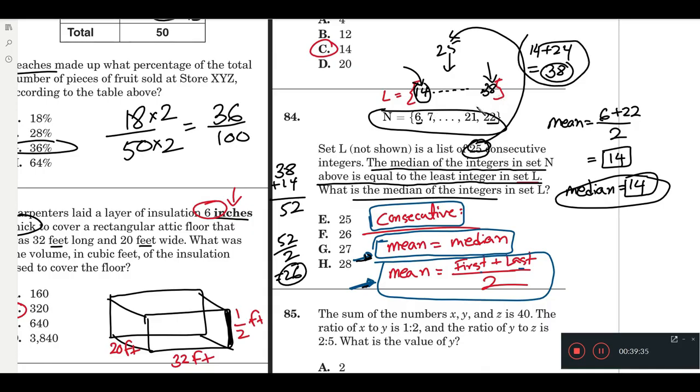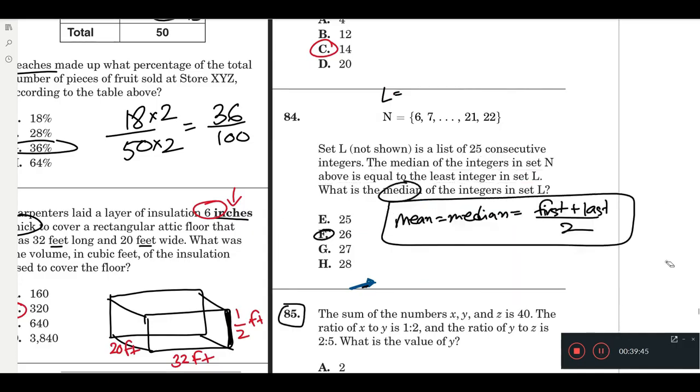And once we know the first number and the last number, can we find the median? By adding and dividing it by 2. That's how we find median and mean both. So we got 26 as an answer.